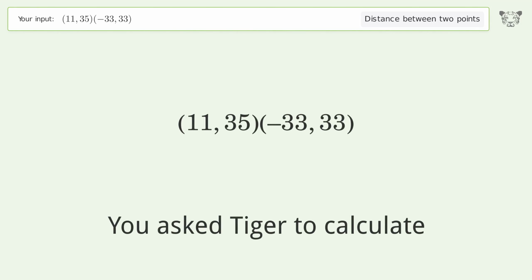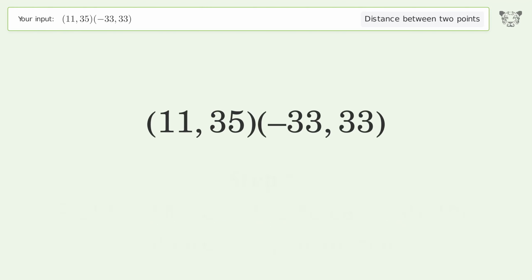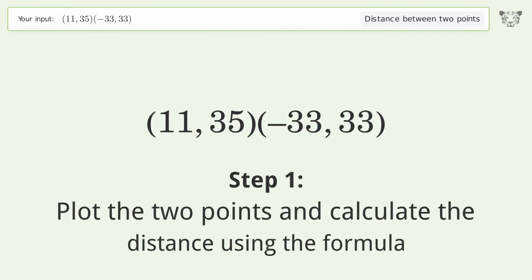You ask Tiger to calculate. This deals with the distance between 2 points. The distance between the 2 points is the square root of 1940, or 44.045. Let's solve it step by step. Plot the 2 points and calculate the distance using the formula.